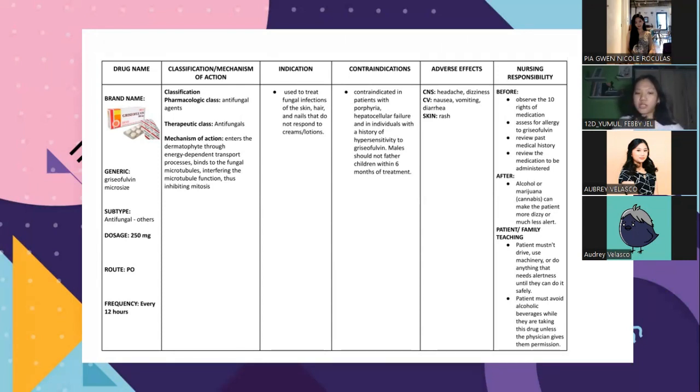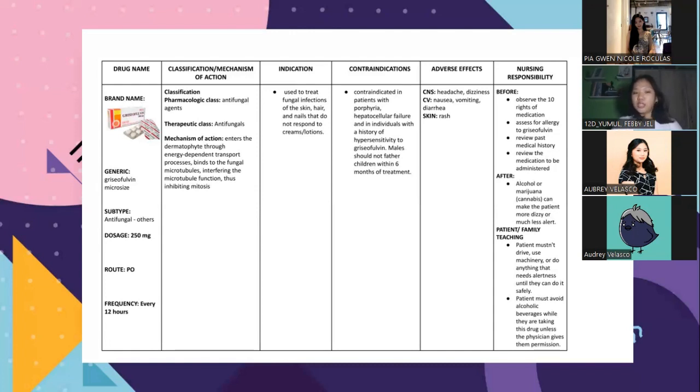It can have adverse effects on different parts of the body, such as the CNS, GI, and the skin. Adverse effects on the CNS include headache and dizziness. For GI, it's nausea, vomiting, and diarrhea. And for skin, it's rash.